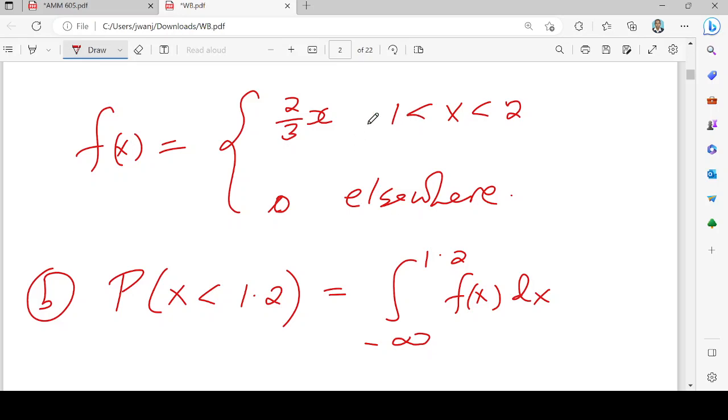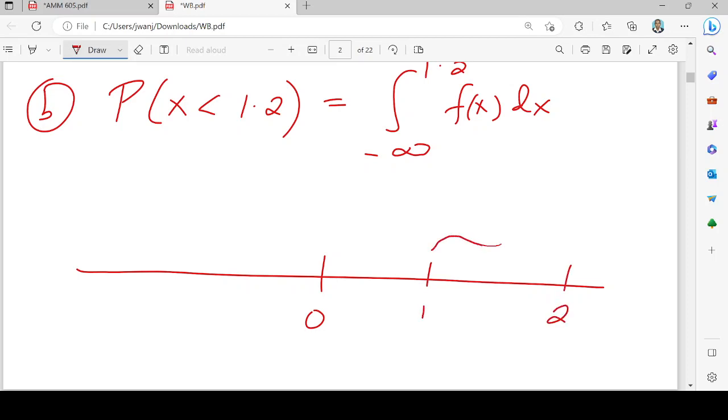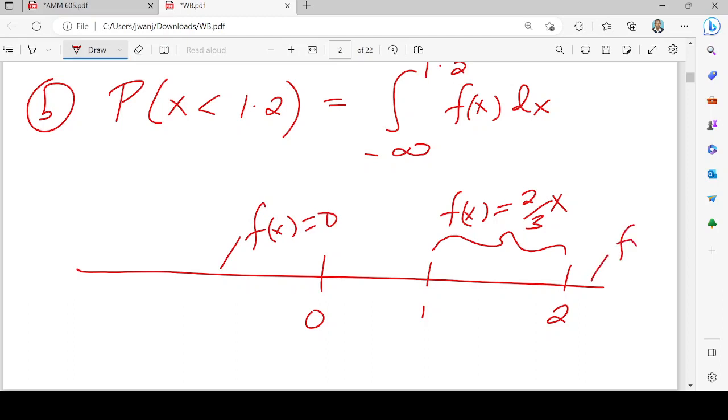Then between 1 and 2, in this interval, the function f of x equals 2 over 3 x. At all the other sections, f of x equals 0, in any other section except between 1 and 2. So when we start from negative infinity coming this way, the function will be 0 all the way up to 1.